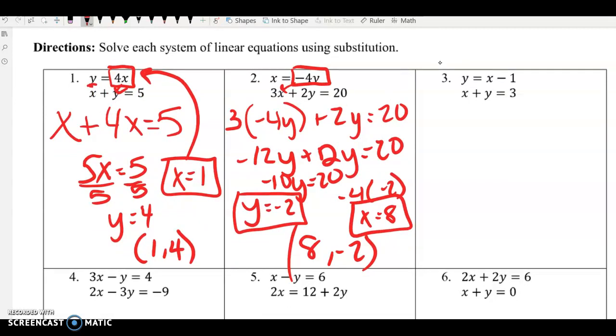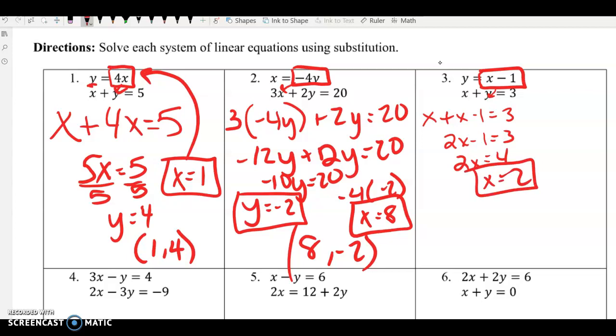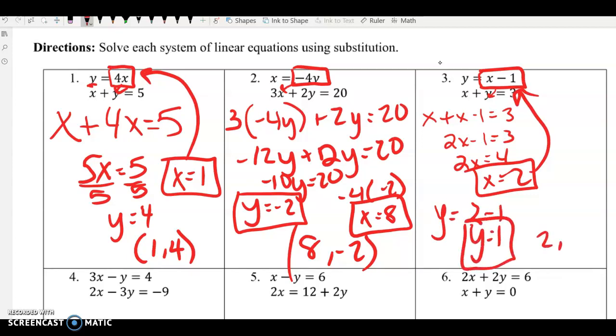Number 3, variable is isolated. Let's put a box here on what we know it is, x minus 1, and we're going to plug it in for y, because that's what y is equal to. So I get x plus x minus 1 equals 3. So I get 2x minus 1 is 3. So I get 2x equals 4. So x is 2. Plug back into the equation up above that I boxed. I get y equals 2 was x minus 1. So y is 1. Ordered pair 2, 1.